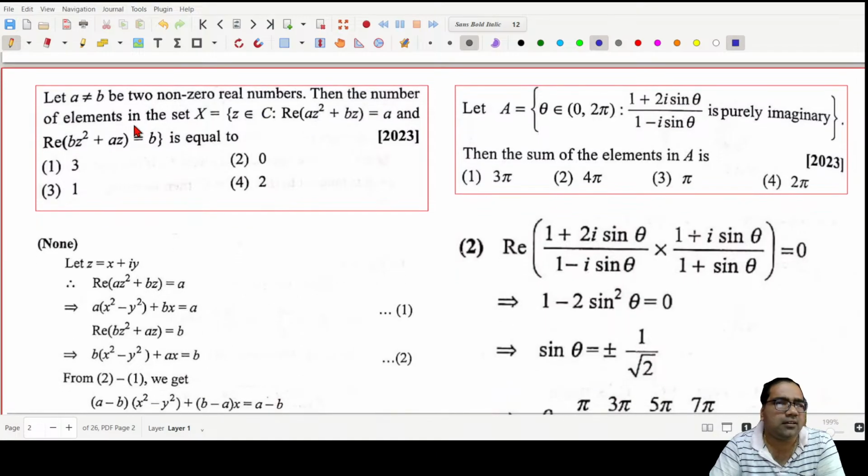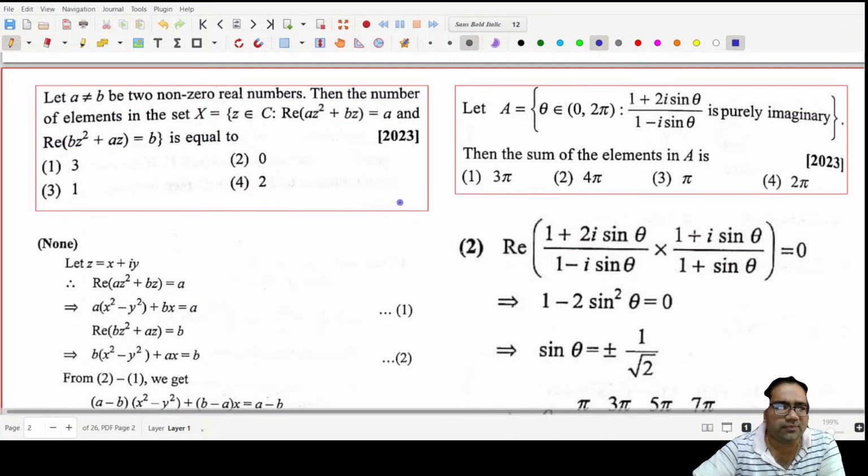Okay. See here, a not equal to b, two non-zero real numbers. The number of elements in this set, what is this set X? Z belongs to complex numbers such that real of a z square plus b z equals a. a z square plus b z. a is a real number, b is a real number. a z square plus b z should be a complex number, right? z is a complex number, a z square plus b z.